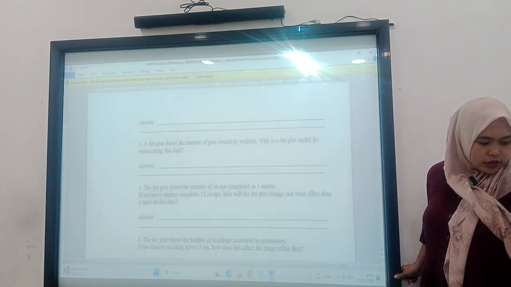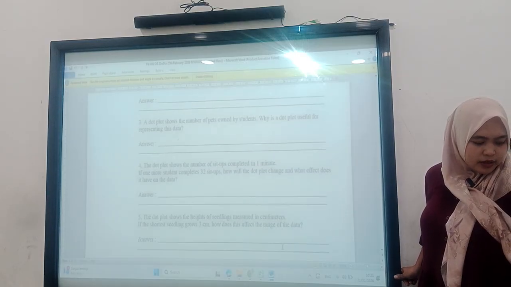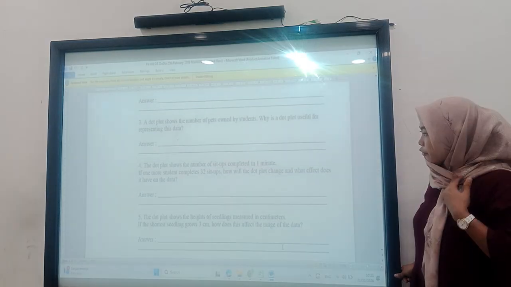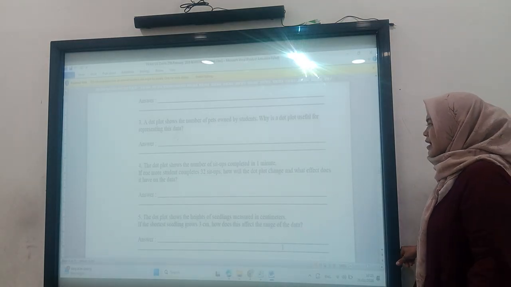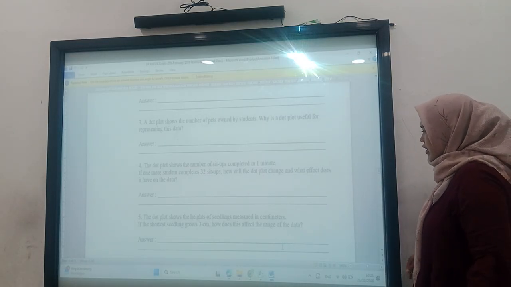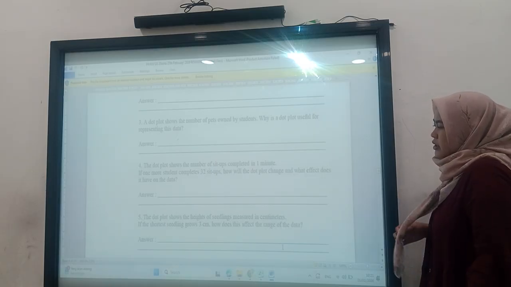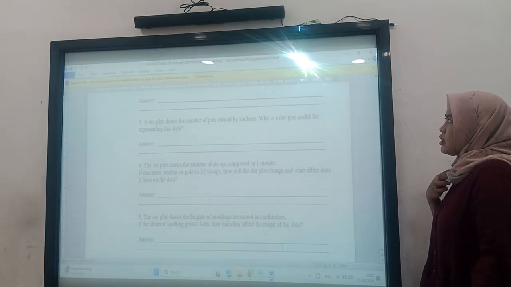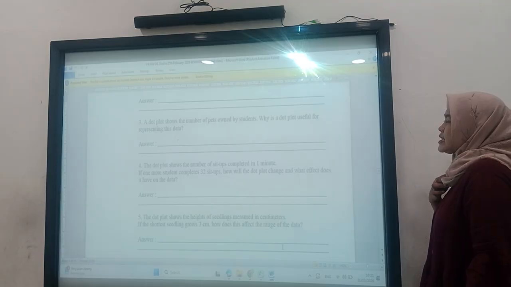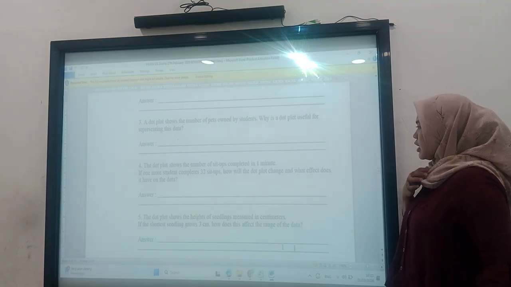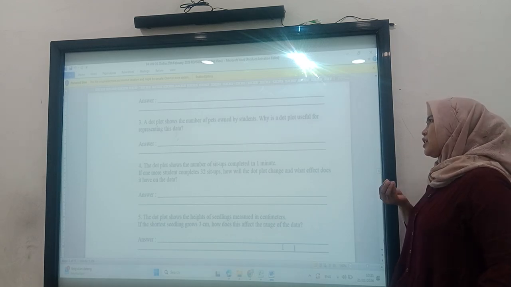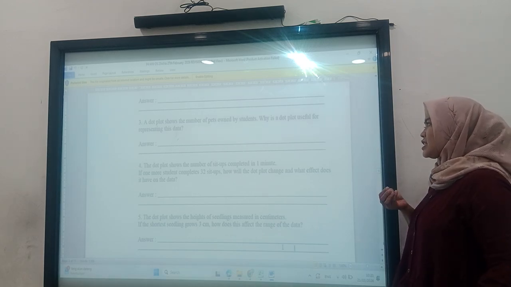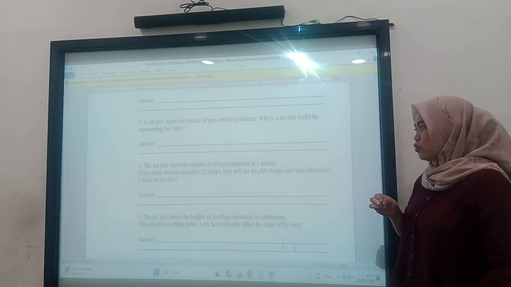Number 4, the dot plot shows the number of sit-ups completed in 1 minute. If one more student completes 32 sit-ups, how will the dot plot change and what effect does it have on the data? One more dot is added at about 32, and the frequency of the highest value increases, but the change is not too much.